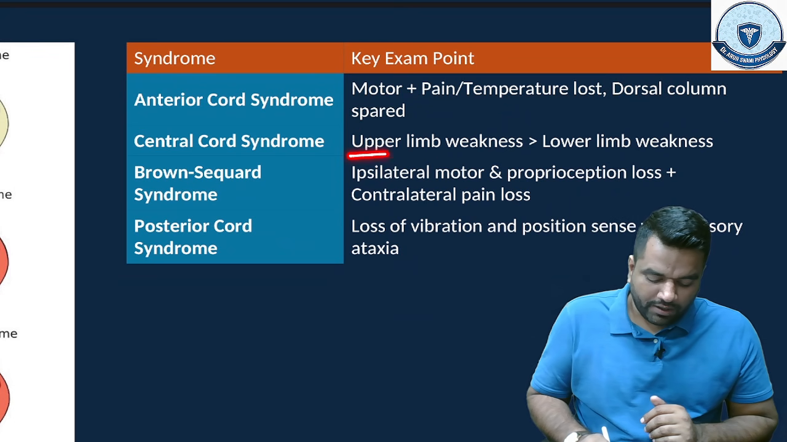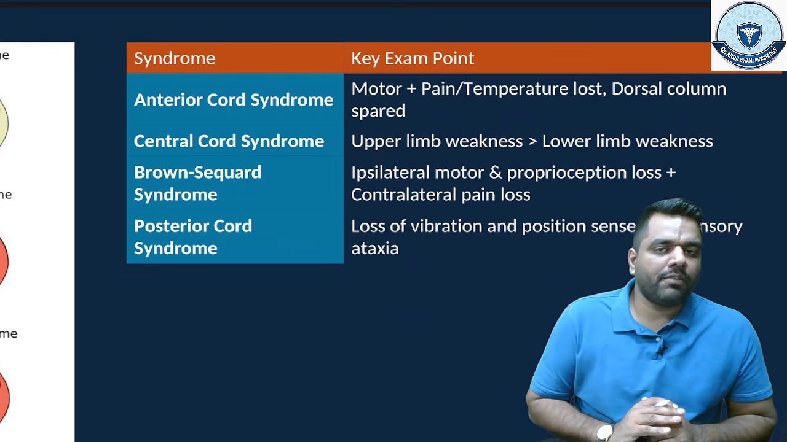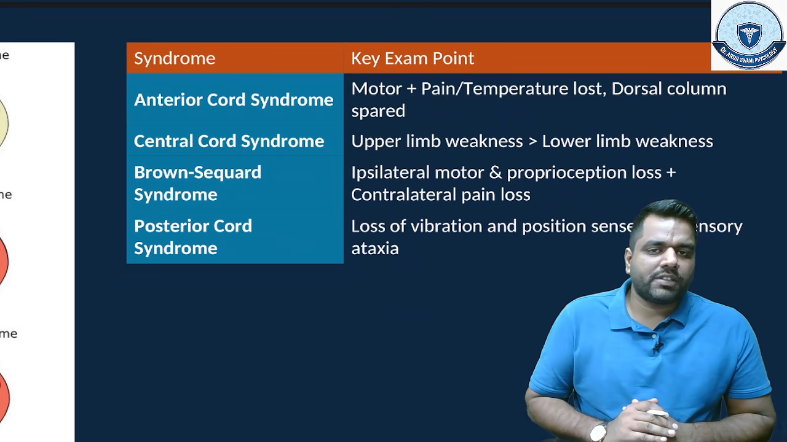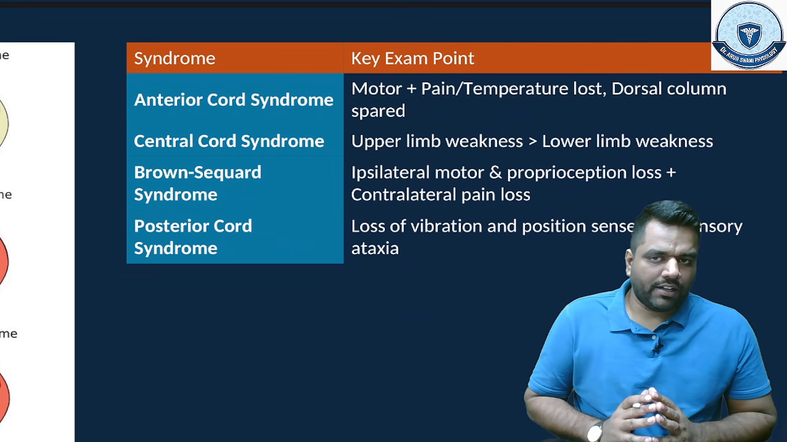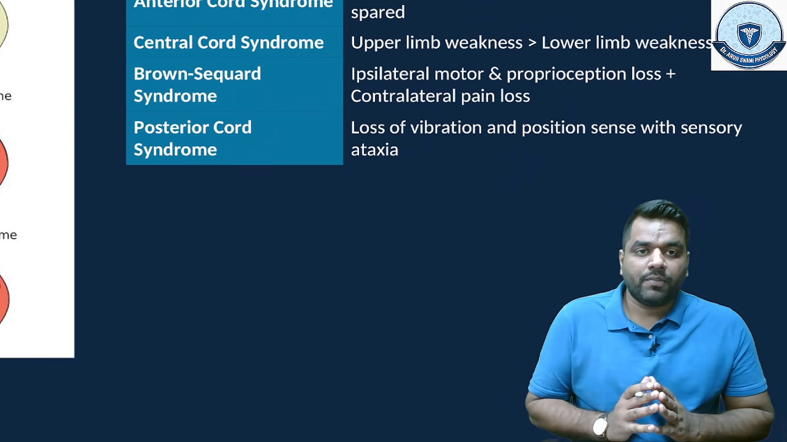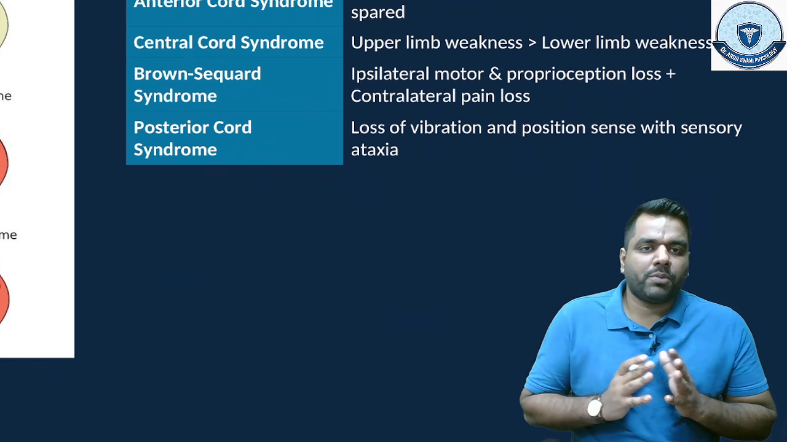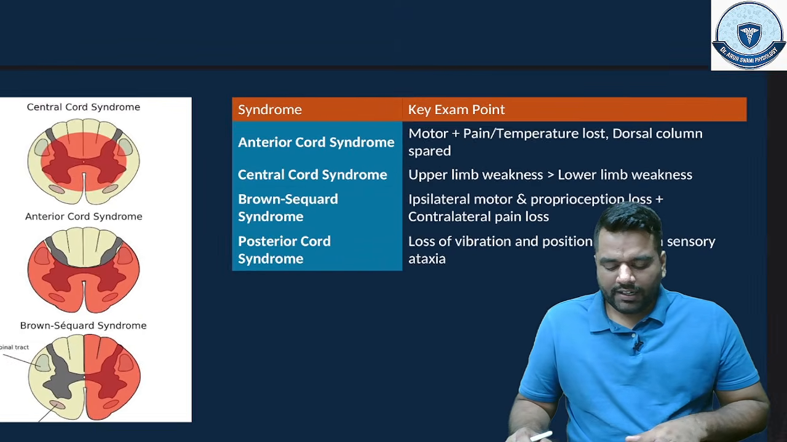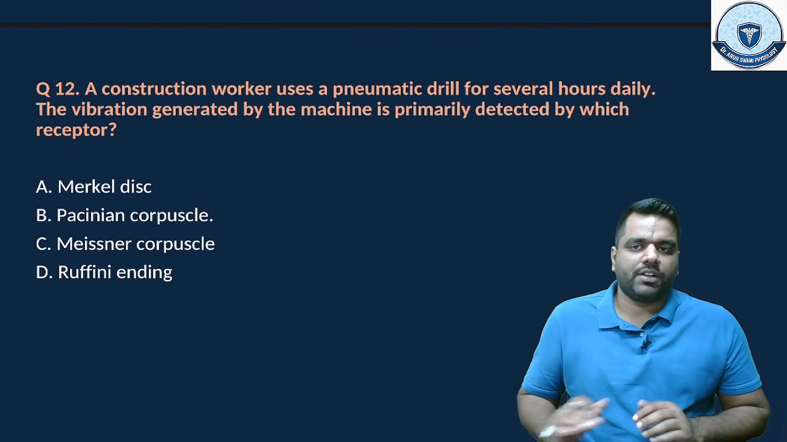In central cord syndrome, upper limb weakness will be more than lower limb weakness. In Brown-Sequard syndrome, ipsilateral motor and proprioception loss and contralateral pain loss. And in posterior cord syndrome, loss of dorsal column, meaning vibration and position sense, with sensory ataxia. So this you have to remember. You can easily differentiate between all of these cord syndromes.